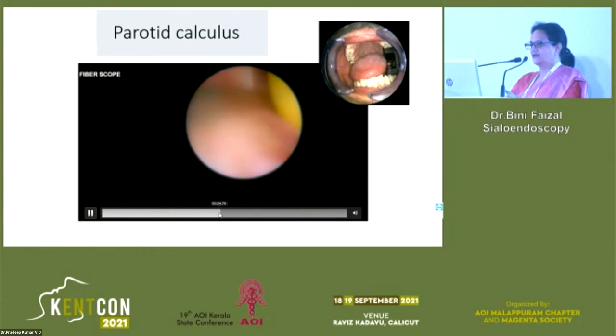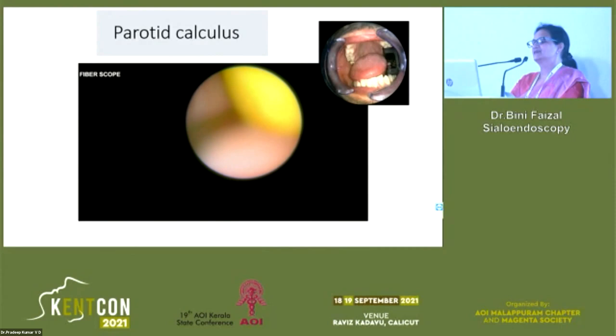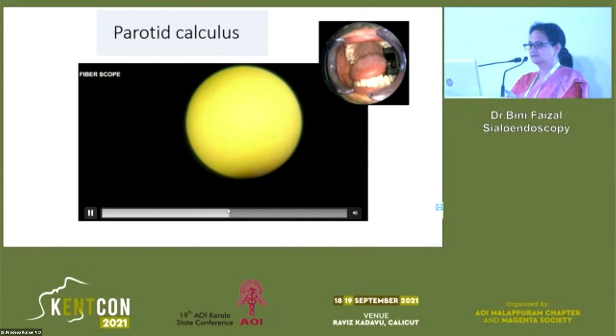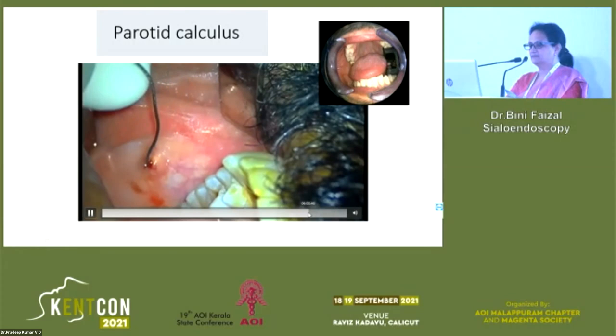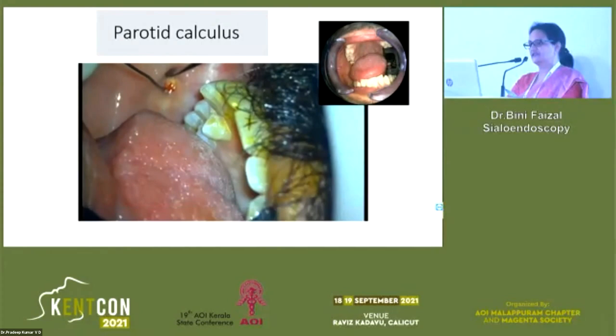Once you have engaged the calculus, I'm waiting for it to catch so that I can drag. Okay, I'll drag on because time will be lost. And at the ostium, what is generally done is you try to remove it if it comes out through the papilla, otherwise you might have to do a papillotomy.